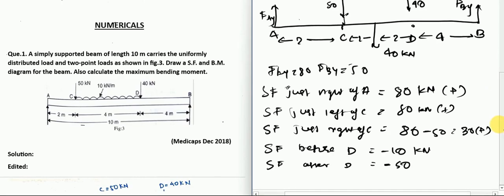So let us calculate shear force at B now. Shear force before B will be the same as minus 50 because there is no force between D and B. And shear force after B will be 0, because after B there is no beam. So let us just calculate at B now.